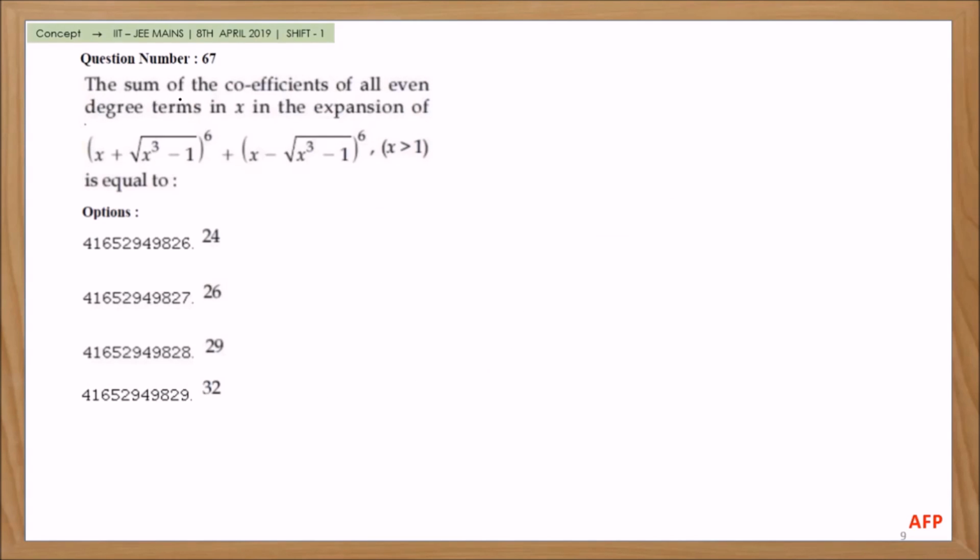Next problem: the sum of the coefficients of all even degree terms in x in the expansion of, so this is the expansion they have given. Very simple concept we are having. (x + y)^n + (x - y)^n can be written as 2 times [nC0 x^n + nC2 x^(n-2) y^2 + ...], and so on. Using this concept we will solve this problem.